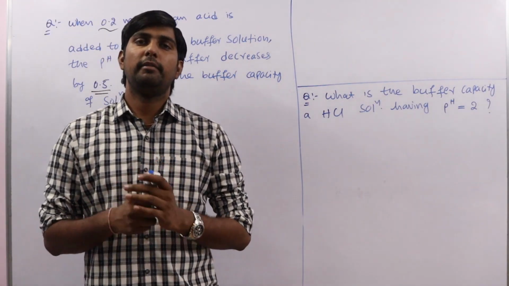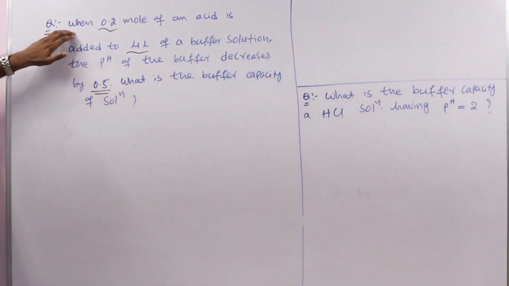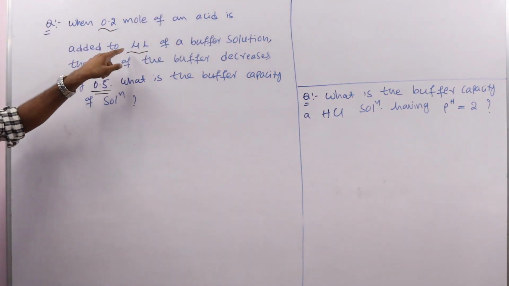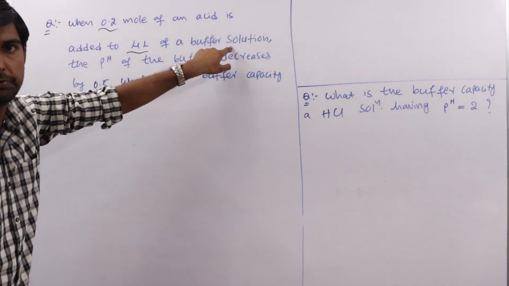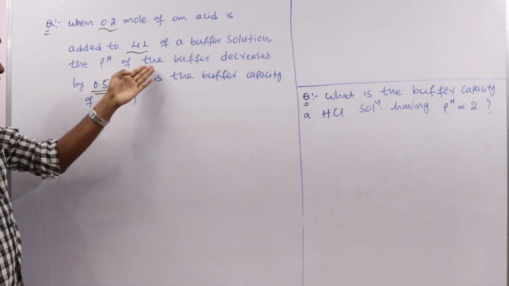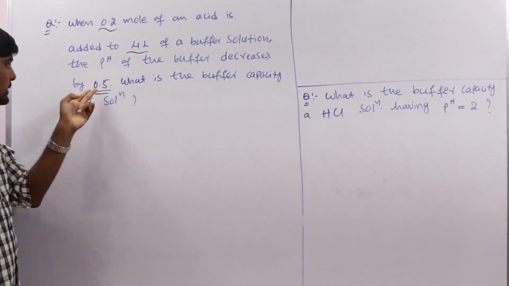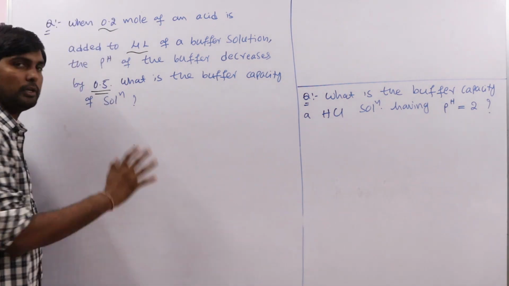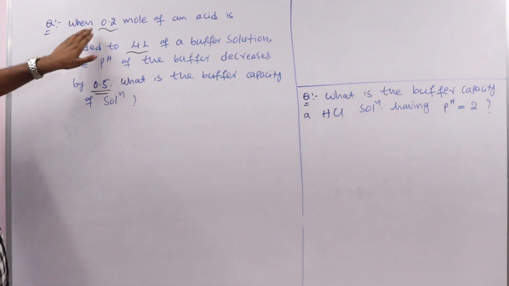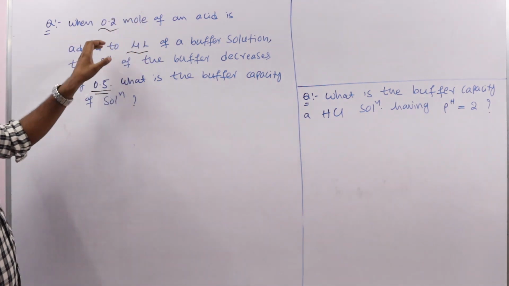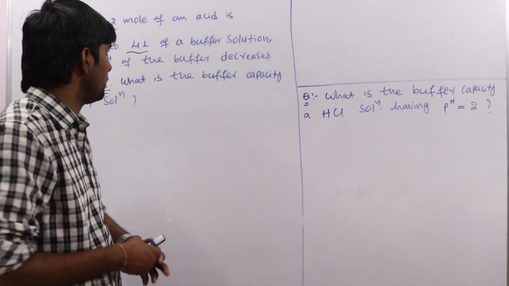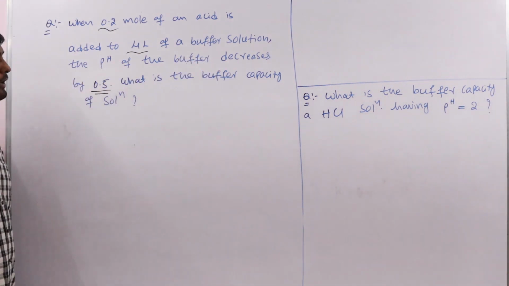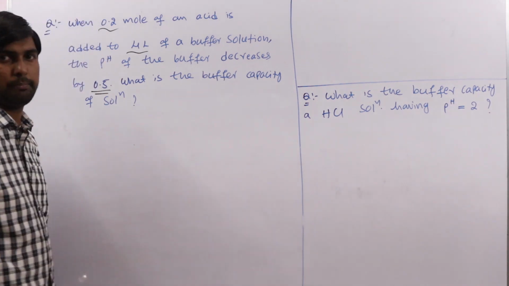Now let us see two other very important models. When 0.2 mole of an acid is added to 4 liter of a buffer solution, the pH of the buffer decreases by 0.5 units. What is the buffer capacity of the solution? So 0.2 mole of acid is added to 4 liter of buffer solution. The pH of the buffer decreases by 0.5. So we have to calculate buffer capacity.